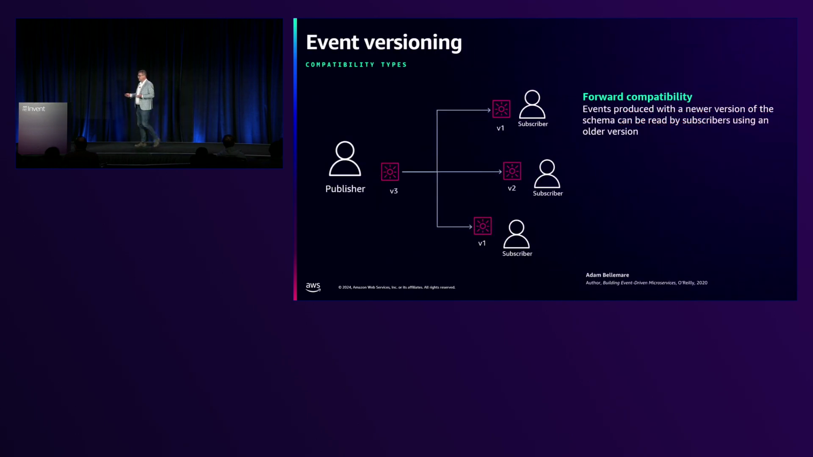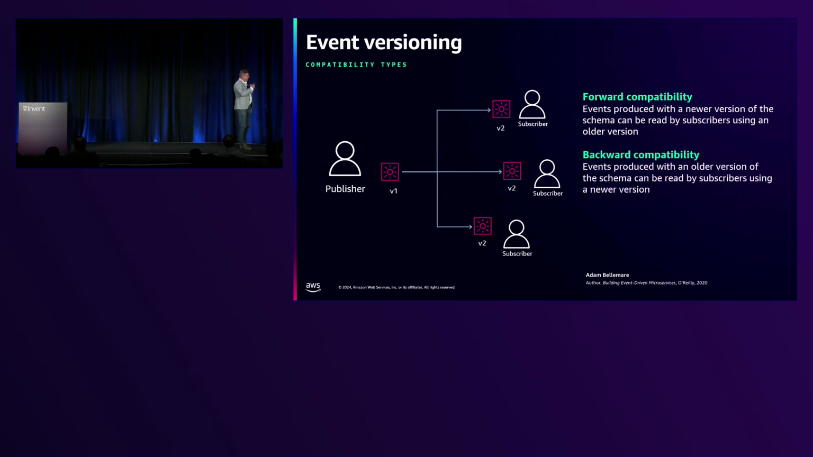Now, when we're doing this migration, or when we're changing event versioning, Belmar also introduces us to some interesting definitions around how we think about compatibility. The first one here is forward compatibility, where events are produced with a newer version of a schema without necessarily impacting subscribers. And this is quite a popular way of doing things. We might just add a field, because we know that by adding a field to our event, we aren't going to break anything that existing subscribers are doing.